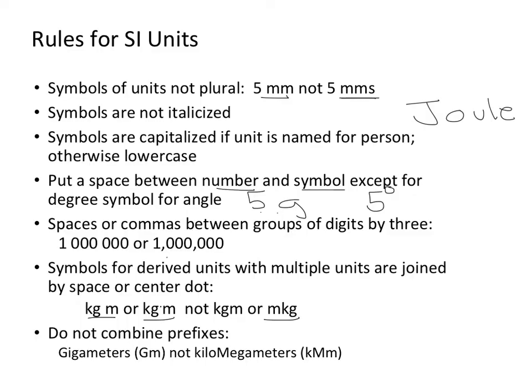And do not combine prefixes. So like 10 to the 9th is a giga, so you would put that with a G. You do not put a kilo, which is 10 to the 3, plus a mega, which is 10 to the 6, to get a K, whatever this is. It's just not right. So you would use a gigameter and not that.